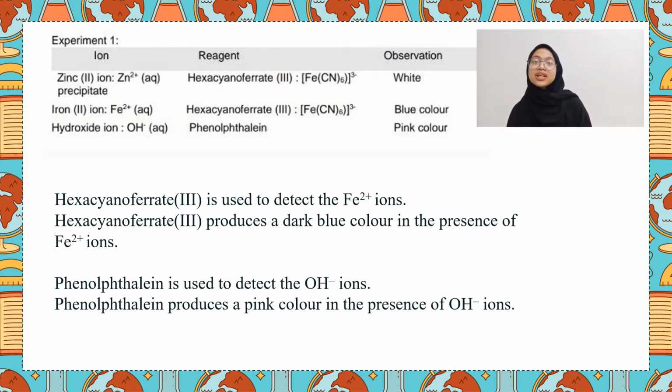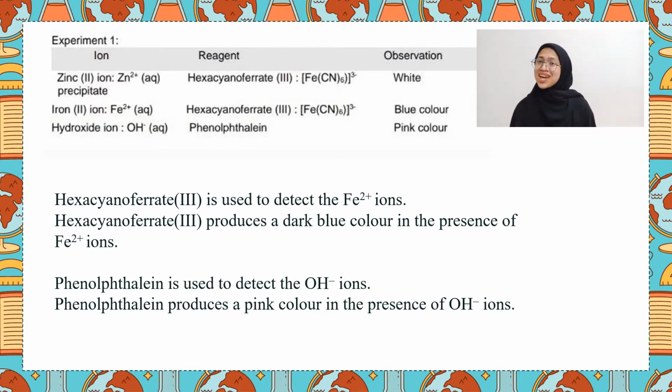Meanwhile, phenolphthalein is used to detect hydroxide ions. Phenolphthalein will produce a pink color in the presence of hydroxide ions. So first of all, when Zn2+ reacts with hexacyanoferrate, it will produce only a white color because there is no presence of Fe2+.